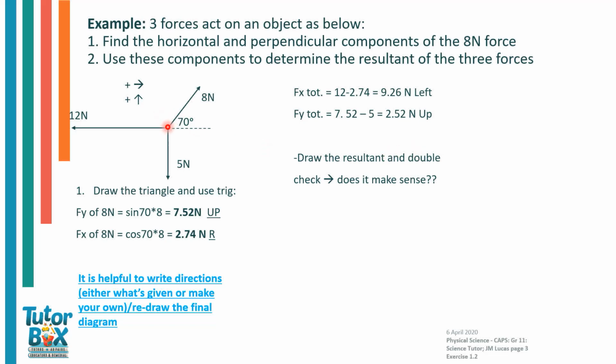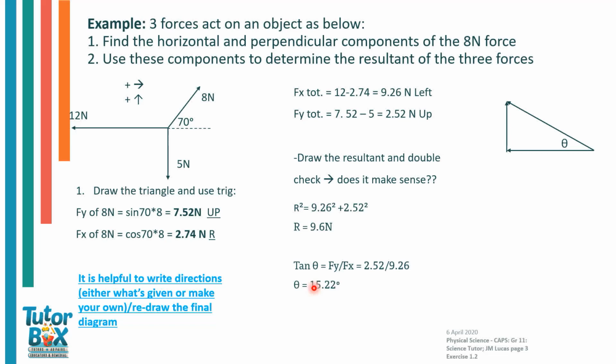It should not be going down and to the right, for example. So we take our left and we displace our upwards like we normally do, head to tail method, and we draw in our resultant and our angle. Our R squared is equal to 9.26 squared plus 2.52 squared. And we get 9.6 newtons from your calculator. Next, we say the tan of theta is 2.52 over 9.26, and we get a theta of 15.22 degrees.